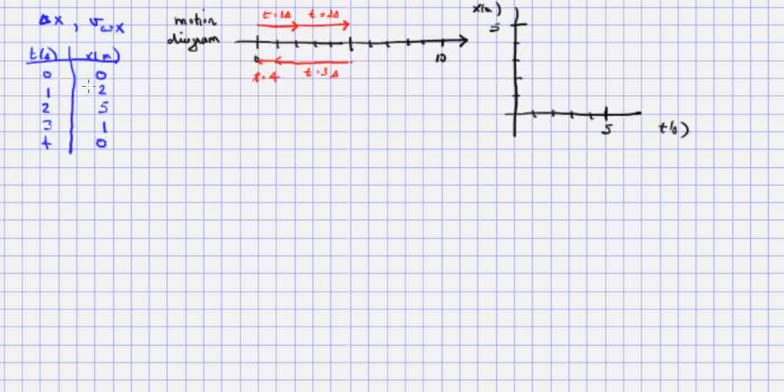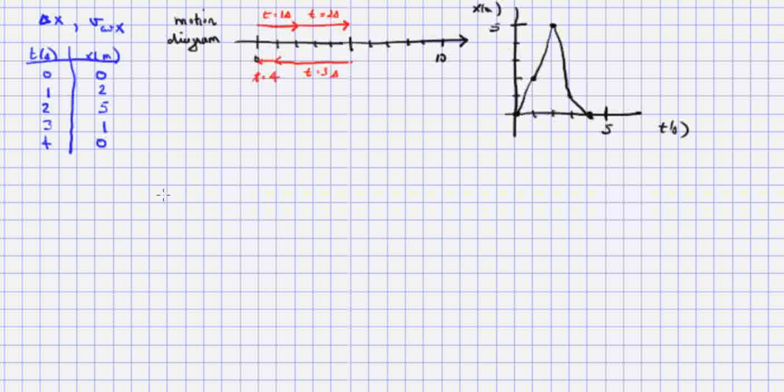And so if I look at the tabular data, let's represent the tabular data over here. And so at time 0, I'm at position 0. And at time 1, I'm at position 2. And at time 2, I'm at position 5. And at time 3, I'm at position 1. And at time 4, I'm back at position 0. And so if I connect the dots here, I have a representation of the tabular data as a graph. So we have 3 representations.